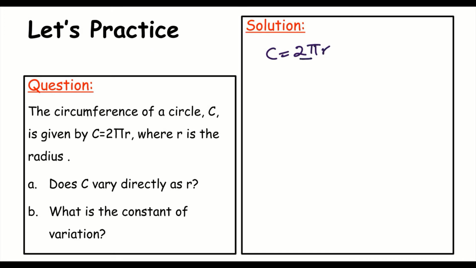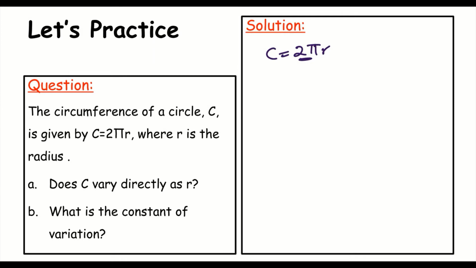Now we know that the 2 pi is constant in this equation, so we don't have to worry about the 2 pi. But if I should change my value of r, it will increase or decrease the value of my circumference. So if I increase my value of r, it will also increase the circumference. If I decrease the value of r, it will also decrease the circumference.